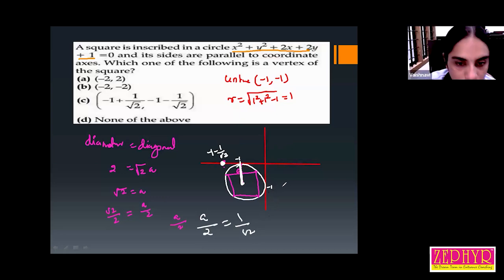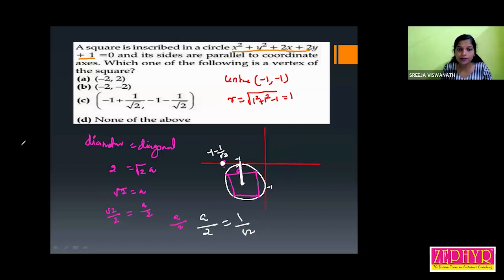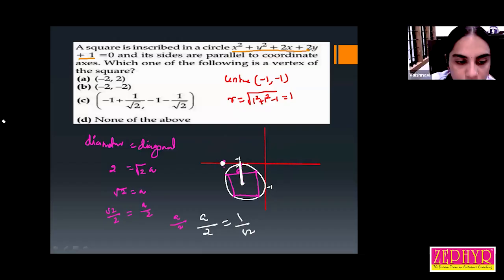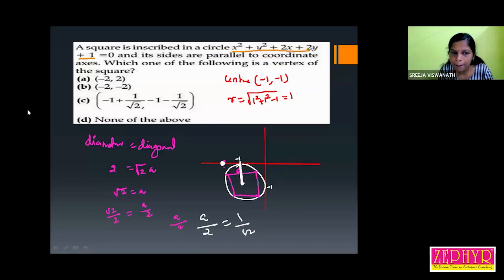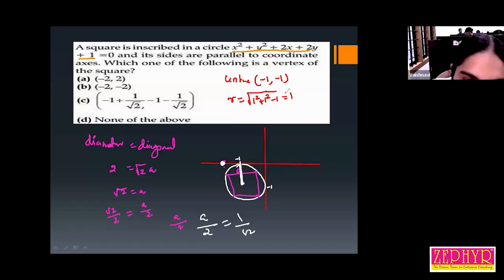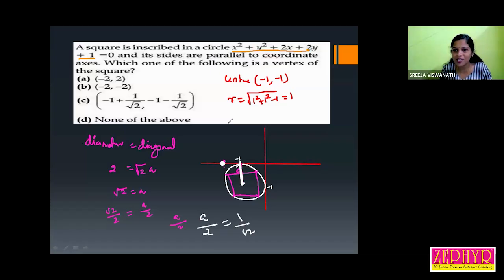ചേച്ചി: No, minus 1 plus 1 by root 2 വരും, right? ഇതിന് ഡയാമീറ്റർ 2 എന്ന് കൊടുത്തിട്ടില്ലല്ലോ. We get the radius as 1. If radius is 1, diameter is 2. We found the radius as 1. R is equal to root of g square plus f square minus c. Then what is the new coordinate, Parvati?